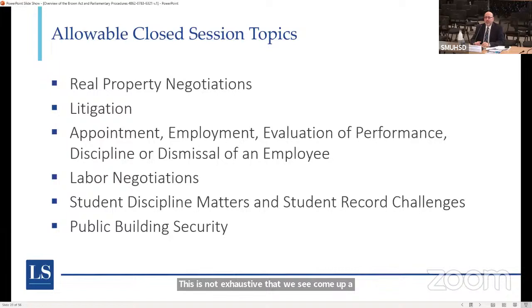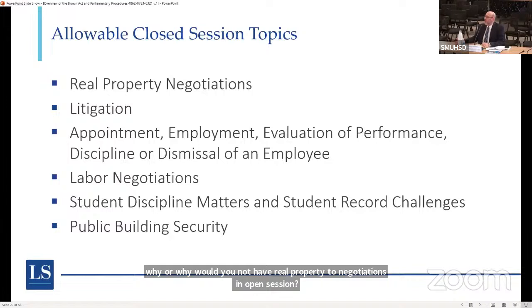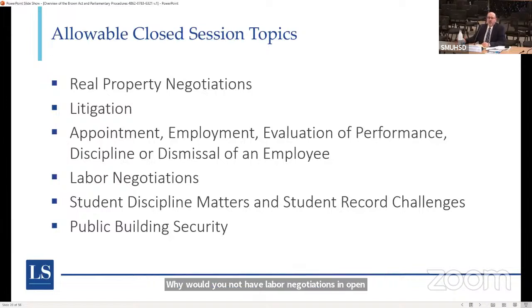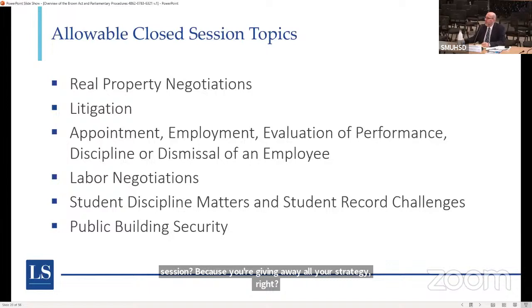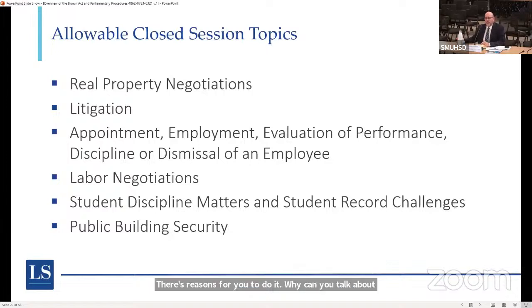The reason I listed this is so that you understand why you would not have real property negotiations or labor negotiations in open session. Because you're giving away all your strategy, right? There are reasons for each. Why can you talk about an employee in closed session? Privacy issues. Federal law requires that you consider student issues in closed session when it deals with particular students. Sometimes people say, well, where does it say that in the Brown Act? The answer is it doesn't. Federal law overrules state law, so you have to worry about that as well.